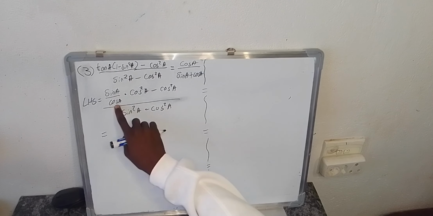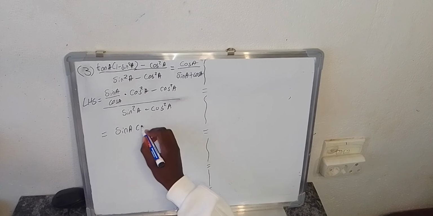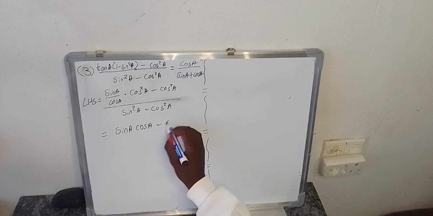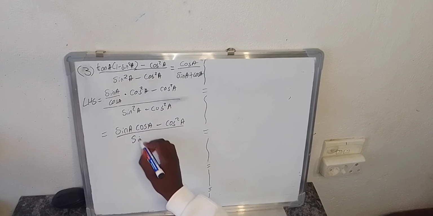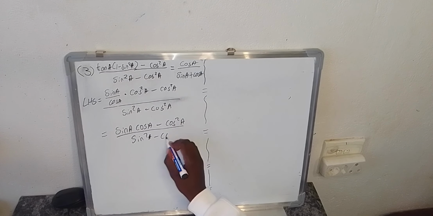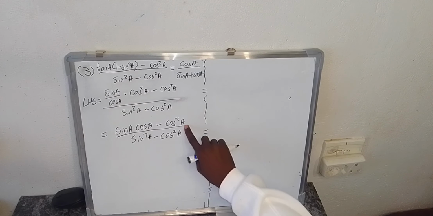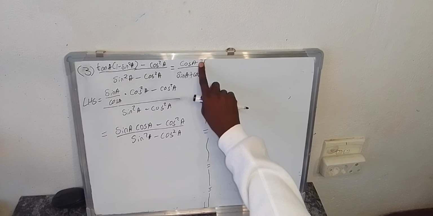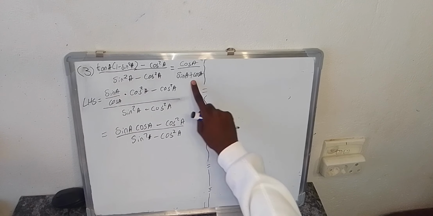Sine squared a minus cos squared a. Then next step, here we can know that cos squared a will divide cos a. Then we will be left with sine a multiplied by cos a minus cos squared a, all divided by sine squared a minus cos squared a. See? So now remember, we want to be at the numerator side, we want to be left with what? With cos a. And at the denominator side, we want to be left with what? Sine a plus cos a.